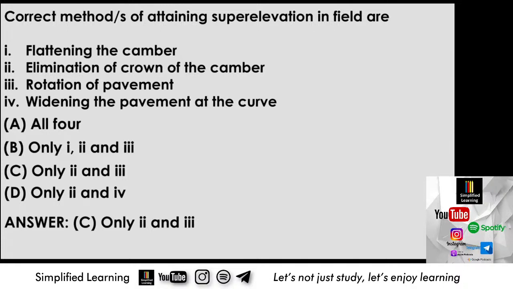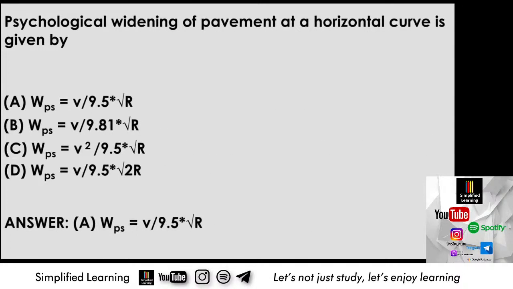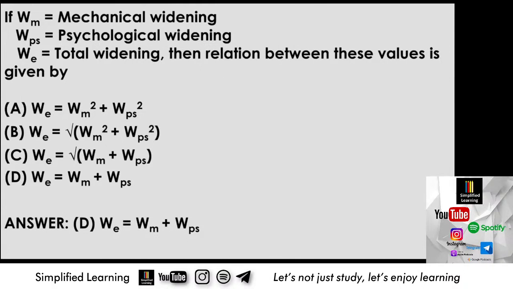Correct methods of attaining super elevation in the field are elimination of crown of the camber and rotation of pavement. Okay, option C is the correct one. Then psychological widening of pavement at a horizontal curve is given by Wps is equal to v by 9.5 square root of R. If Wm is mechanical widening, Wps is psychological widening, and We is total widening, then the relation between these values is We is equal to Wm plus Wps. Okay, total widening is equal to mechanical plus psychological widening.